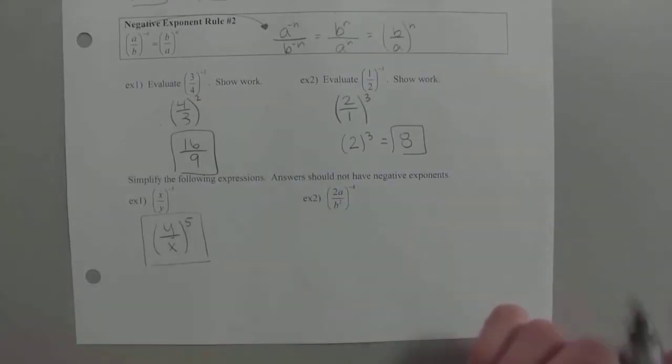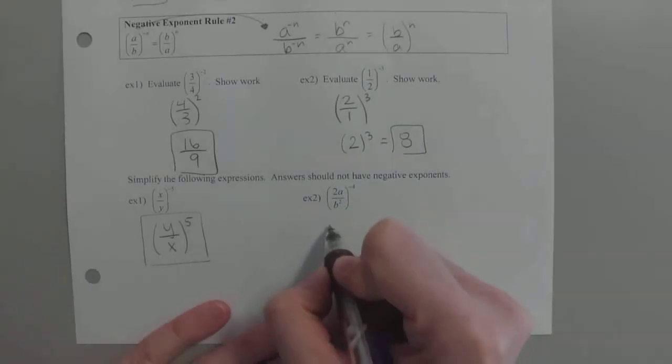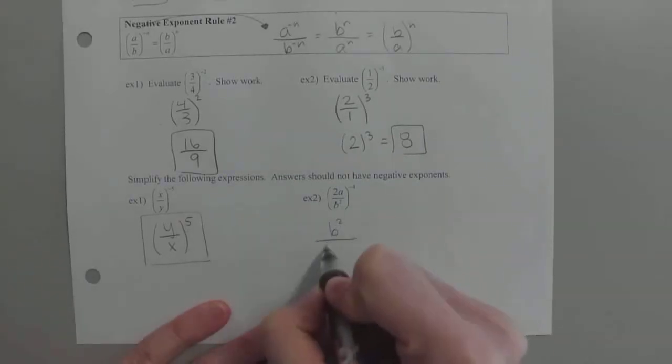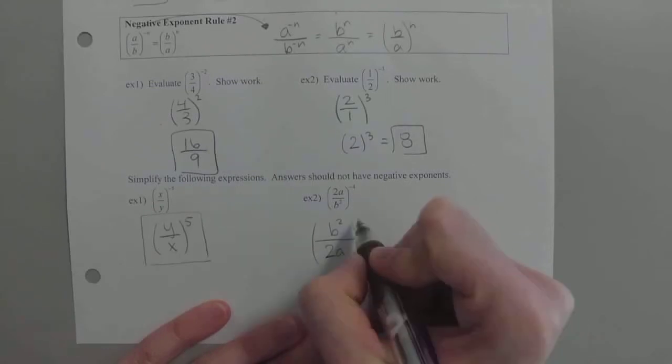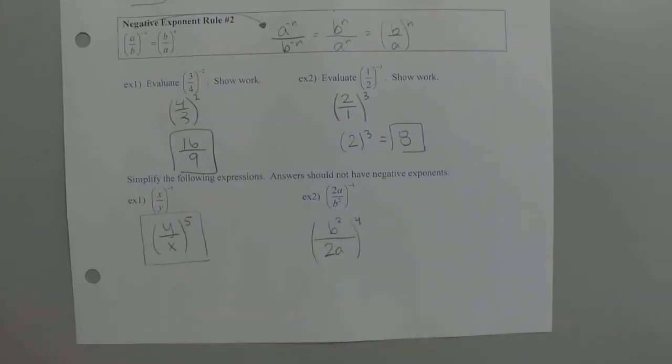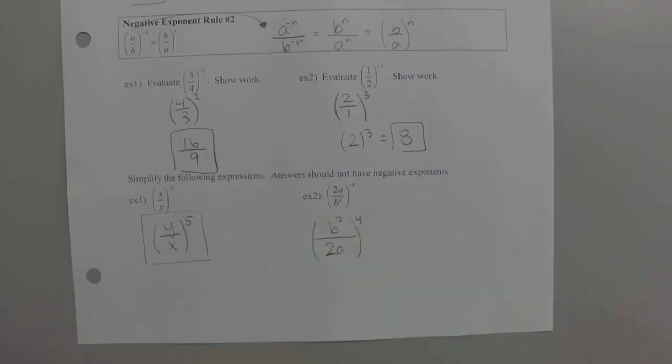Here, again, notice everything in the parentheses is to the negative 4 power. So we're going to flip everything. So this will be b squared over 2a, everything to the 4th. But look what we have here. We have a number that we know if we distribute it, we could do it.